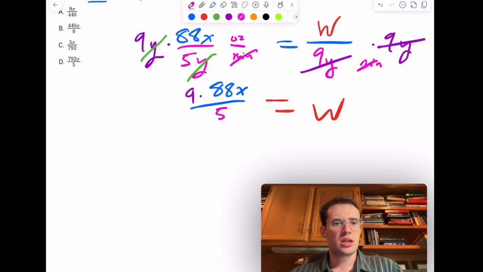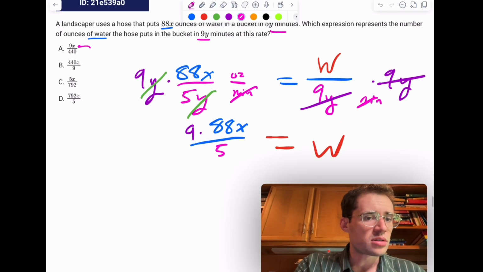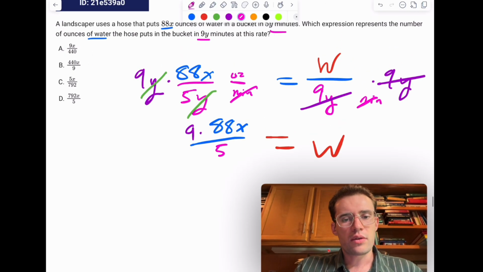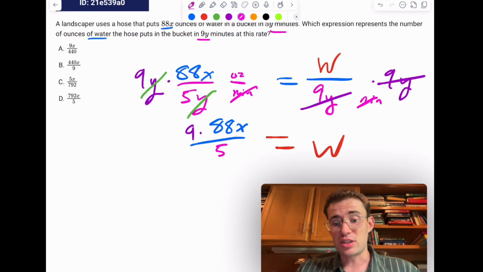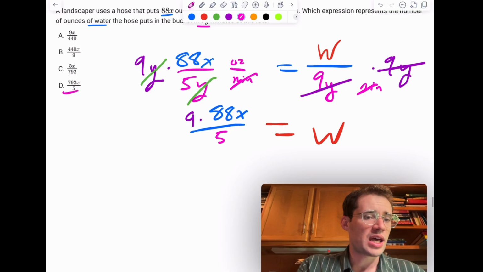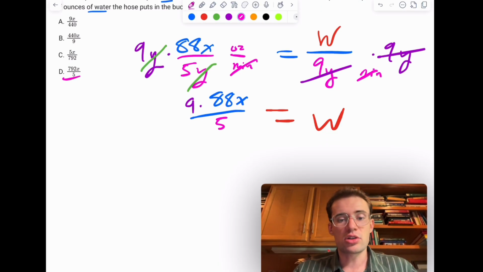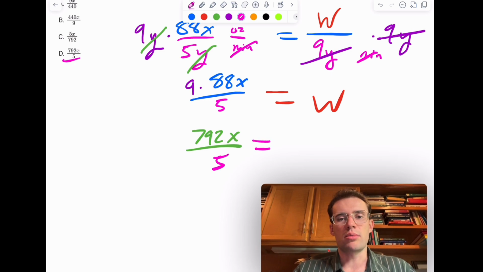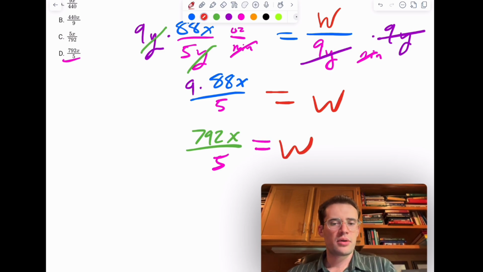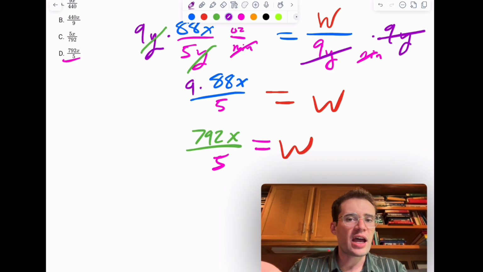So we just type this in. Oh, we can't type the entire thing in because they want it as a fraction. Now, neither 9 nor 88 has 5 as a factor, so it looks like the 5 is going to stay, which actually knowing that, it's probably going to be D. But let's do 9 times 88 gives us 792. That's 792x in the numerator. And we're still going to have that 5 in the denominator. That's equal to W. So we know that that would be 792x over 5.